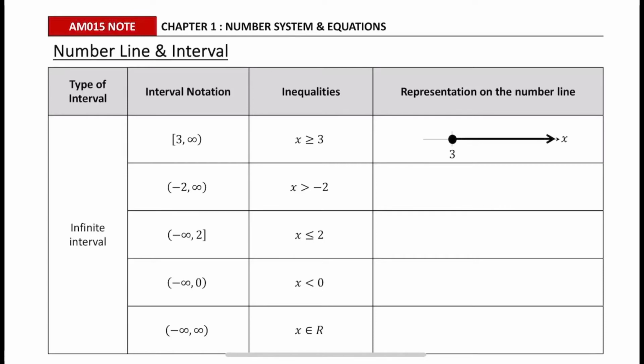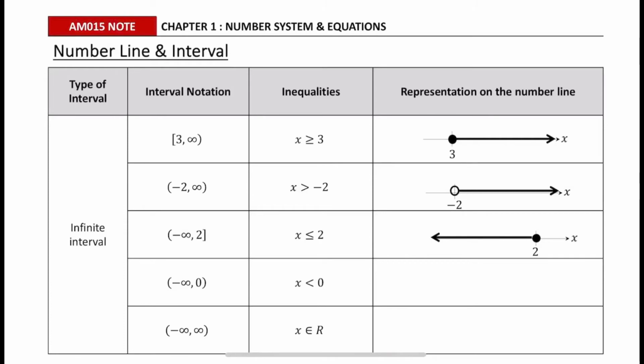For interval -2 to infinity, the inequality is x greater than -2, which means -2 is not included, so the line has empty circle at -2. The next two examples are the other way around, where the line goes to the left. For interval -infinity to 2, where 2 is included, the inequality is x less or equals to 2. So, the line representation has a dense circle at 2 and joined with an arrow line going to the left.